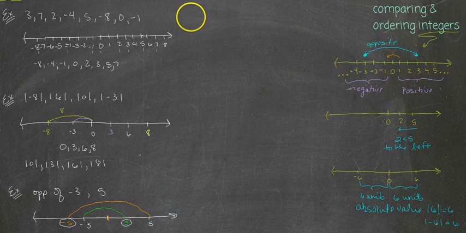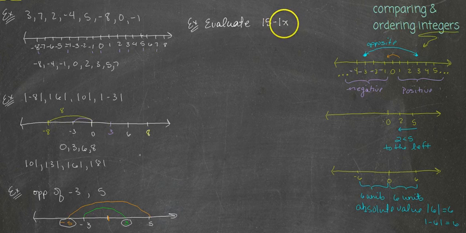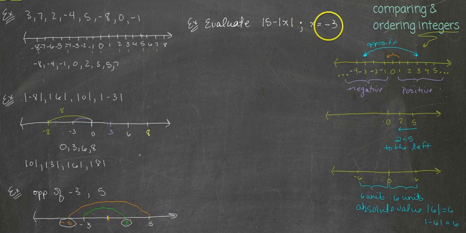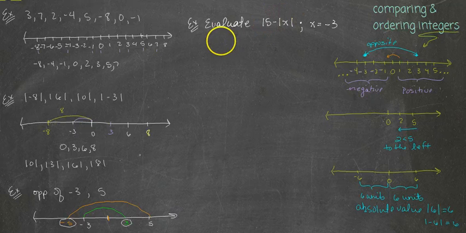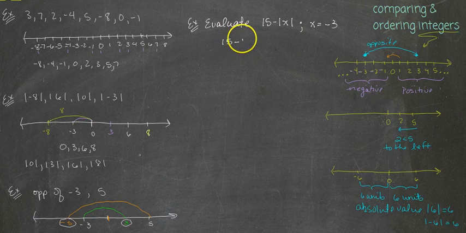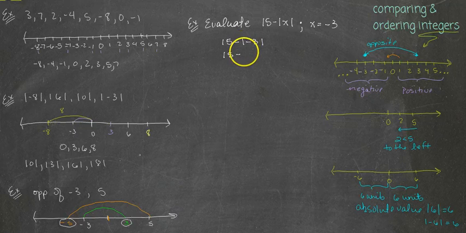Now let's see what happens if we work with a variable expression. Suppose I want to evaluate 15 minus the absolute value of x, but I have to be told what x is, remember. x equals -3. So that means the first step is I have to write out my expression. So 15 minus, instead of putting x inside the absolute value symbols this time, I'm going to put -3. So that's 15 minus, well, the absolute value of -3 is +3. And so 15 take away 3 is 12.